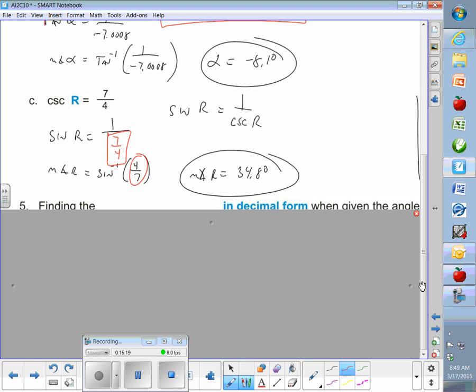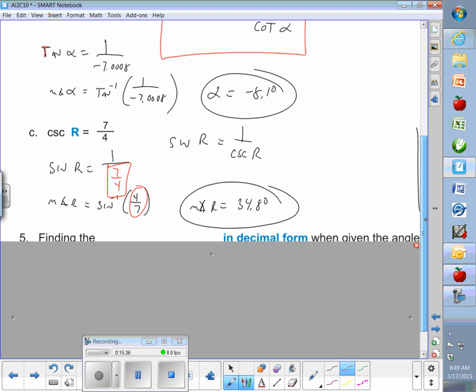So again, don't let something that is new, like a cosecant, make you not think of things you already know, like the reciprocal of 7/4. Don't let something new cause you to mess up. So again, Alex, you start with an equation with the reciprocal function. You subbed in the value of 7/4 in for the cosecant of r. You know that to solve for the angle, it's going to be sine to the -1 on the other side of 1 over 7/4. It's all calculator, 34.8.